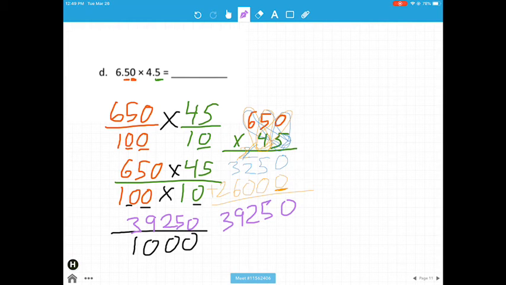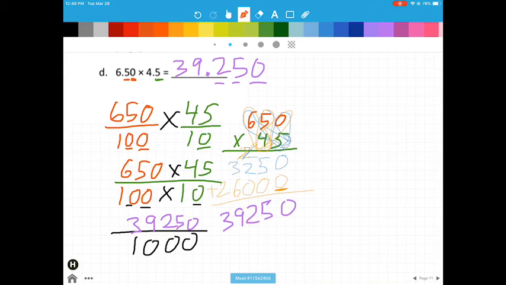Okay, if we did our estimation, we would see that this is about 7 times 5. Answer needs to be close to 35. Okay, so right there you should know that our answer is going to be 39, which would be close to 35. The decimal would go there, and that would be our answer. Do we need this 0? No, not necessarily, but since we have it there, it's a good way to remember that there's 3 zeros, or 3 decimal places to the right.